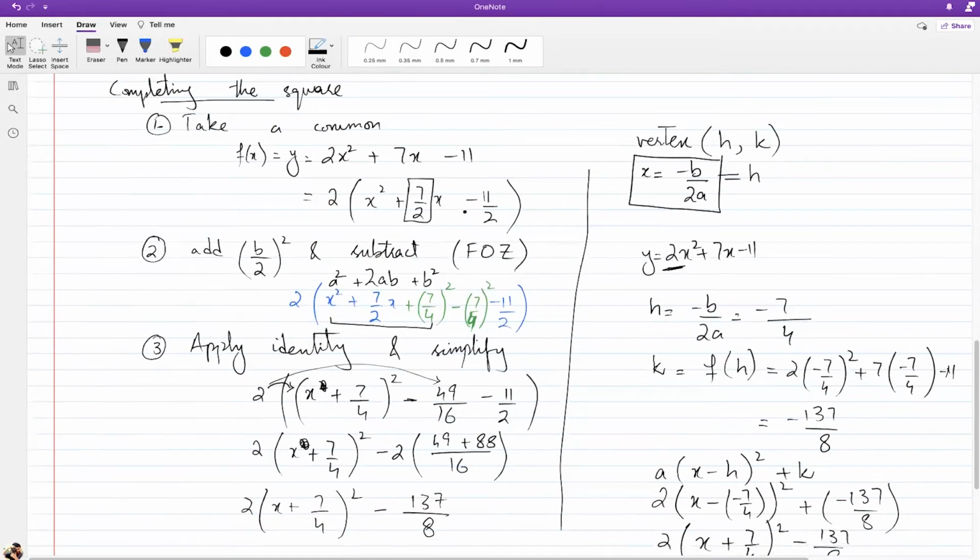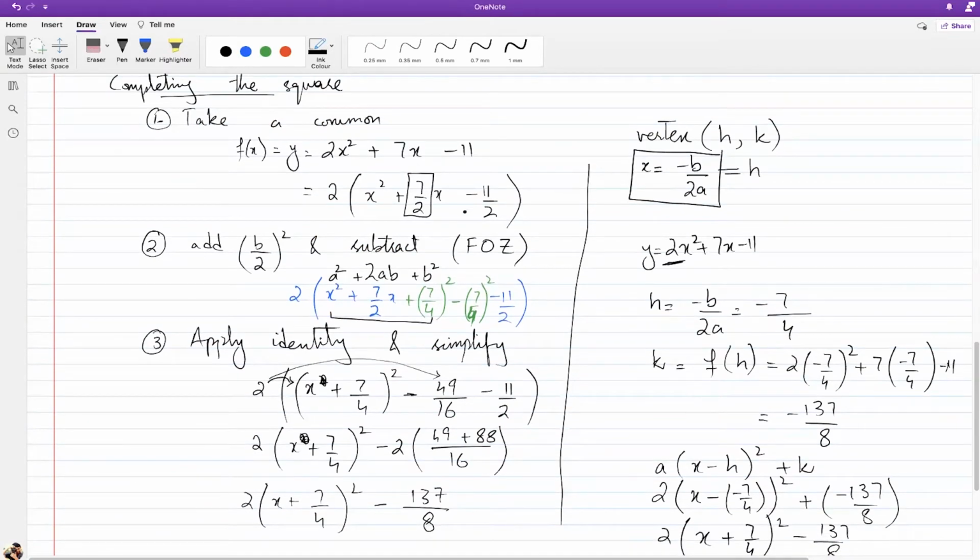One more thing, if the exam specifies that you have to do completing the square, then you will use this approach. You will take a common, then you will do b by 2, basically add form of 0, b by 2 का square करेंगे और उससे add कर देंगे और उसी को subtract कर देंगे, and that way you will then apply identity and simplify.